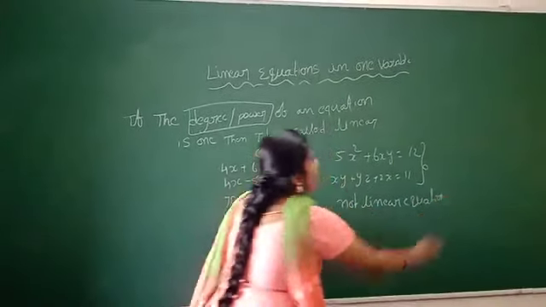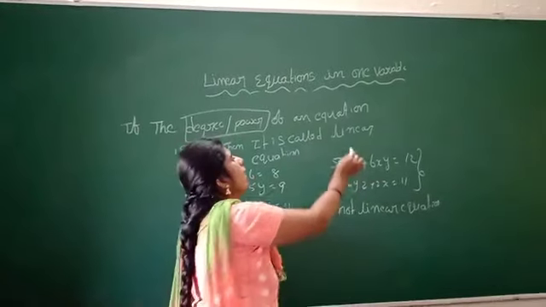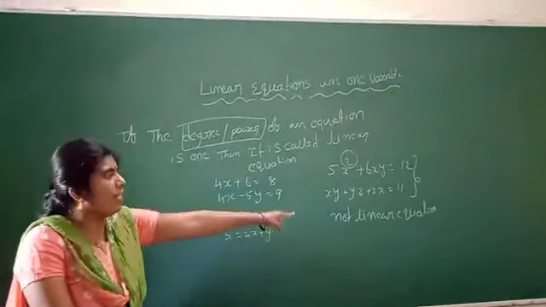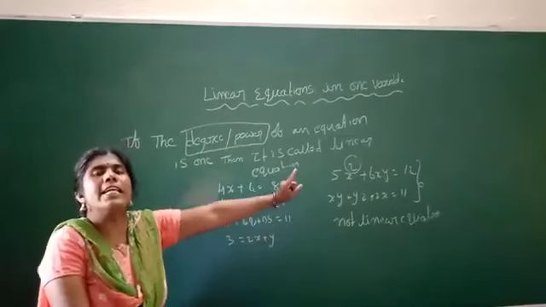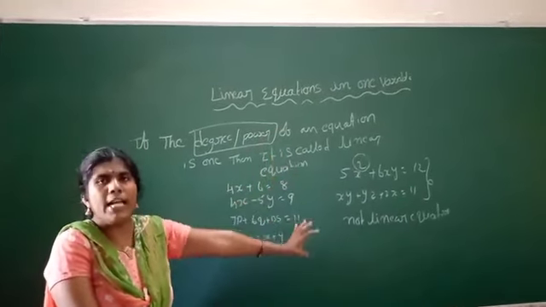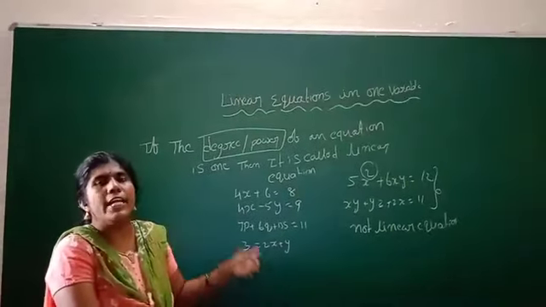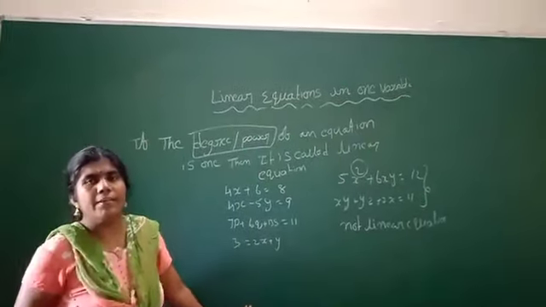Why, children? Because the degree is 2. It is not a linear equation. Only a degree of 1 is called a linear equation. Okay?